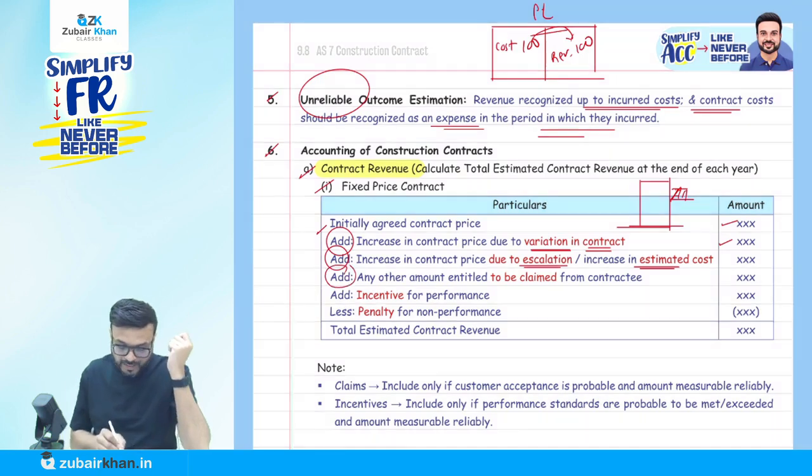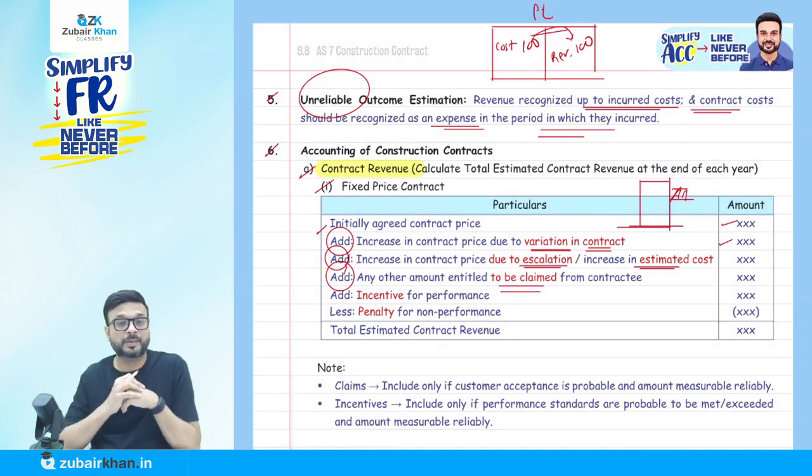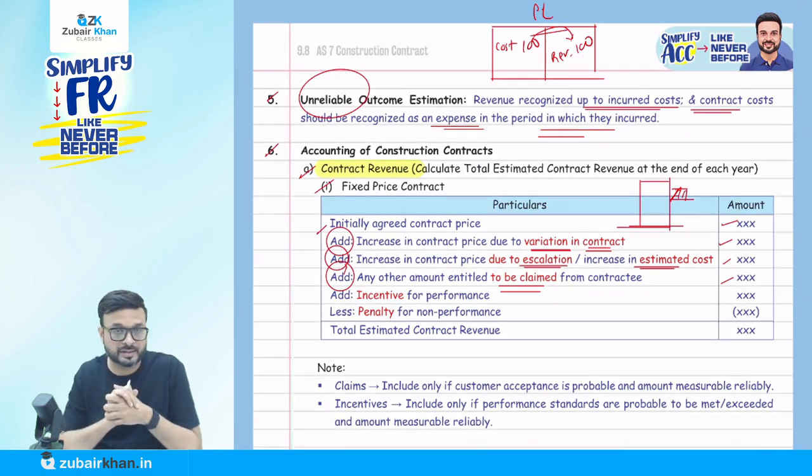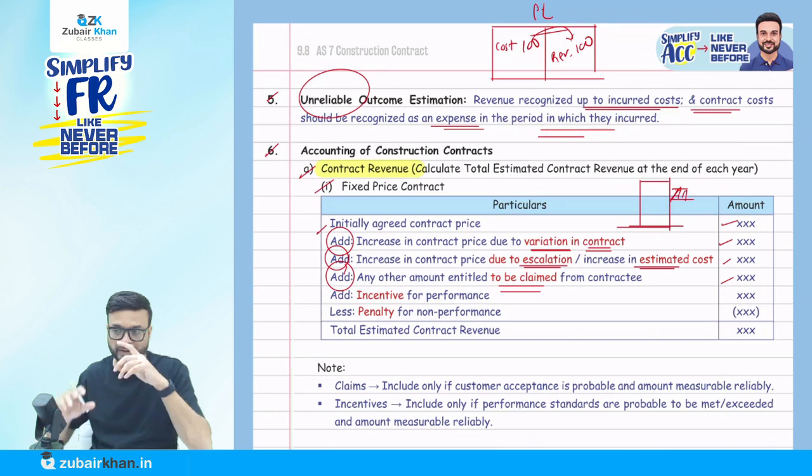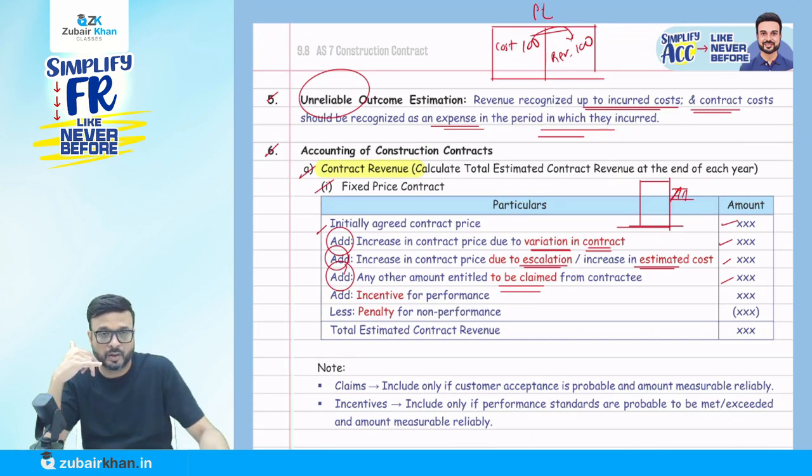Okay. Add any other amount entitled to be claimed. Now, what do you mean by a claim from the contractee? It might happen that I'm claiming some amount from the contractor. Let me give an example. Suppose it is decided that I am to start work on 1st of January. I'm the contractor. I say I will come to your site and start the construction of the building on 1st of January. So I come there on 1st of January with labor, material, and all that. And I see that there is a lock on the boundary wall gate. So I call you and ask what happened, why is it locked? I decided that today we have to start the construction.